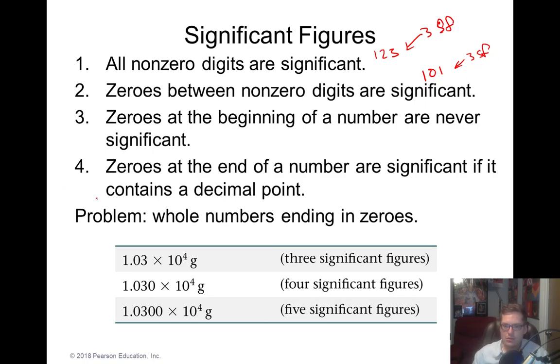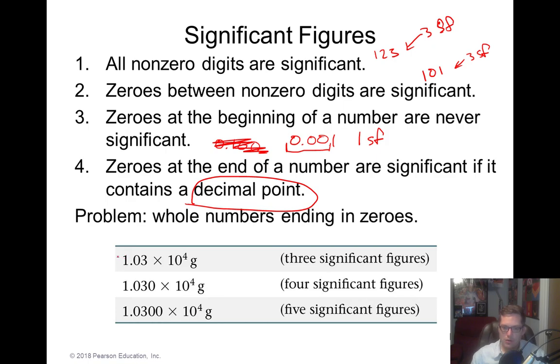Zeros at the beginning of a number are never significant. If we have 0.001 as our number to start with, all of these numbers are leading zeros. They're not significant, so this number has 1 sig fig. Then zeros at the end of a number are significant if it contains a decimal point, and that's the key.